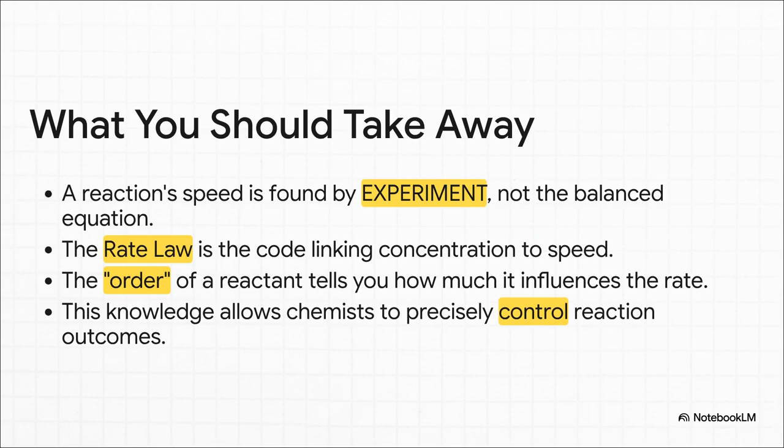So, what are the big takeaways from our little investigation? First and most important, forget the balanced equation for speed. You can only find it by doing the experiment. Second, the rate law is that secret code that connects how much stuff you have to how fast it goes. Third, the order of each ingredient tells you exactly how much influence it has, whether it's a lot, a little, or none at all. And finally, remember this isn't just for a textbook. This is the knowledge that lets us fine-tune everything from making new drugs to creating materials.